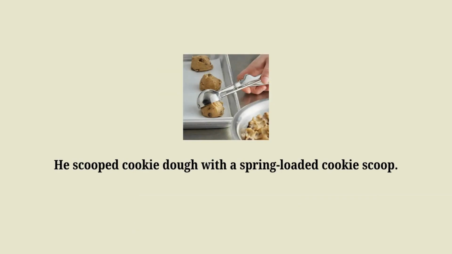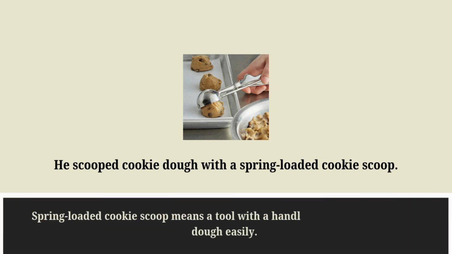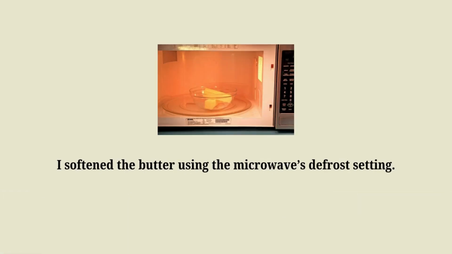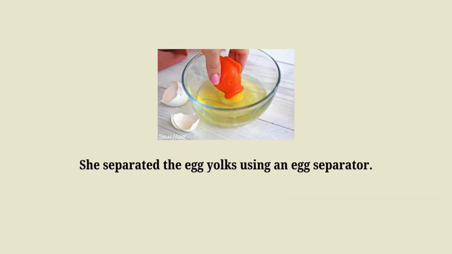He scooped cookie dough with a spring-loaded cookie scoop. Scooped means took out a round portion, and spring-loaded cookie scoop means a tool with a handle that helps release the dough easily. I softened the butter using the microwave's defrost setting, or I made the butter soft by using the microwave's gentle heat option. She separated the egg yolks using an egg separator.